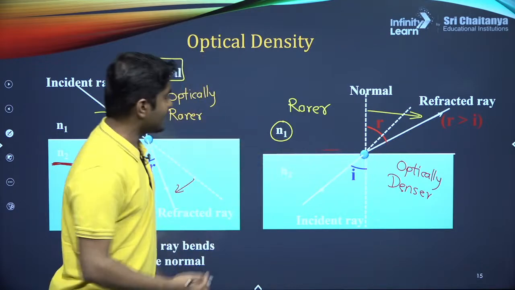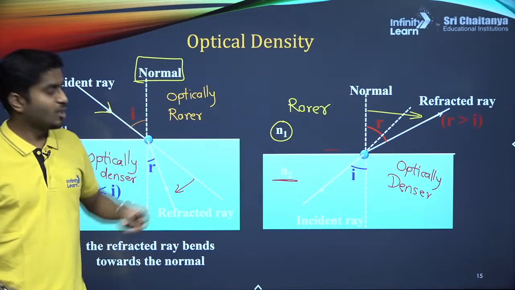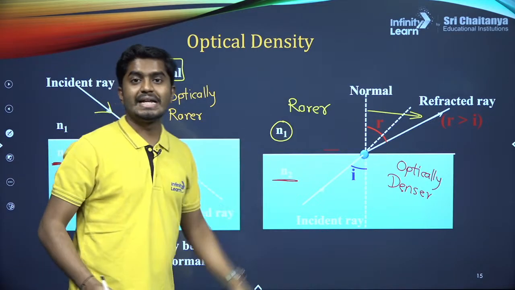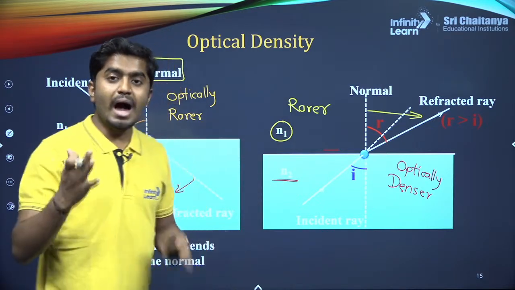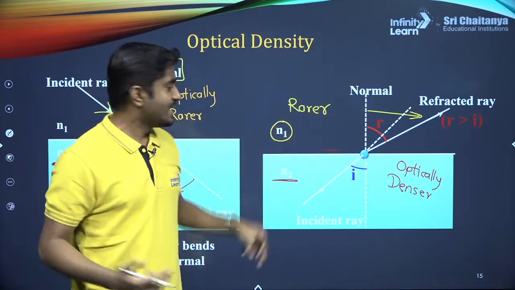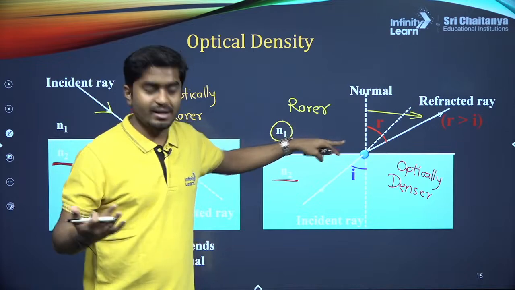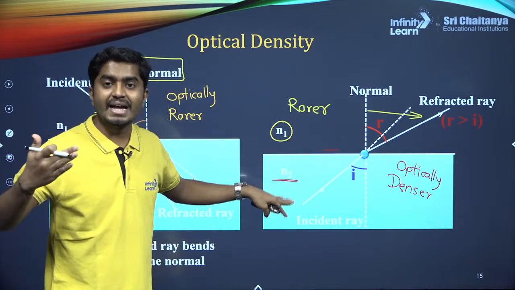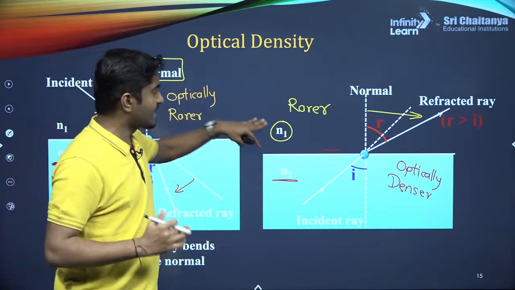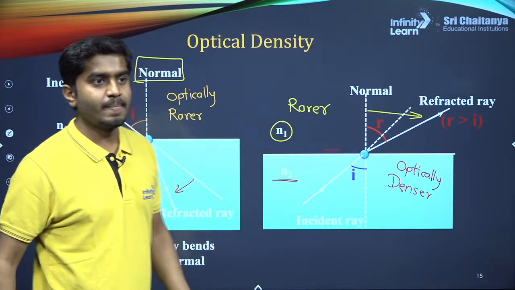सो ऑप्टिकली डेंसर, सो हमें ये पता चल गया था N1 एंड N2 ये क्या है, रिफ्रैक्टिव इंडेक्स. There is the absolute refractive index of the rarer medium, absolute refractive index of the denser medium. तो हम refractive index को optical density के साथ कंपेयर कर सकते हैं. कैसे? जिसका refractive index कम है that is optically rarer, जिसका refractive index ज्यादा है it is optically denser. That's it. इतना सिंपल है. refractive index कम, optically rarer, रिफ्रैक्टिव इंडेक्स ज्यादा, ऑप्टिकली डेंसर. ठीक है.